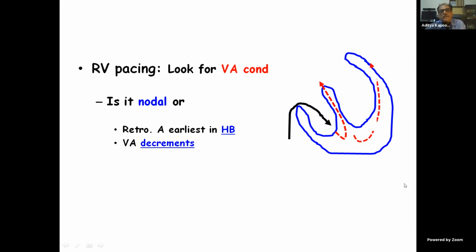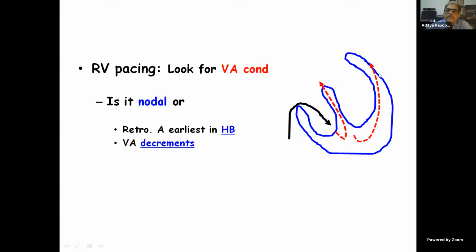Sandeepan, what will happen if it's an extranodal pathway? Where will the earliest A appear? So the earliest A will be at the CS electrode which is most proximal to it. If it is a lateral pathway, it can be CS9, CS12.